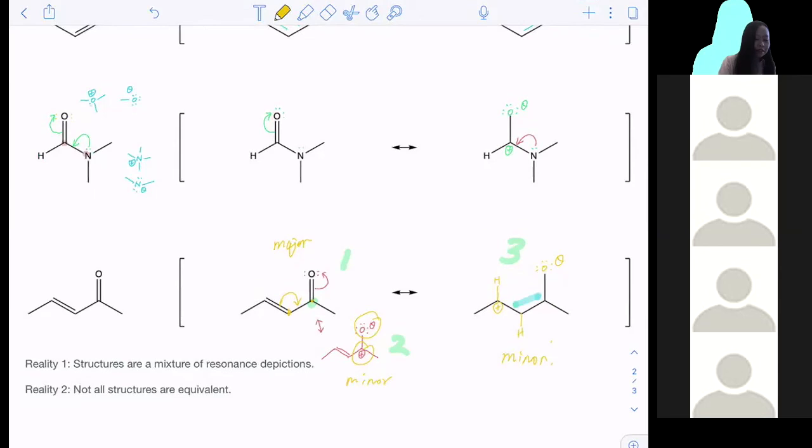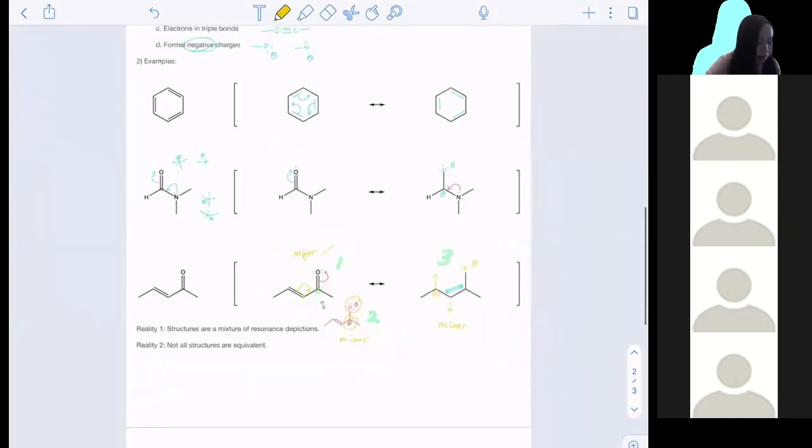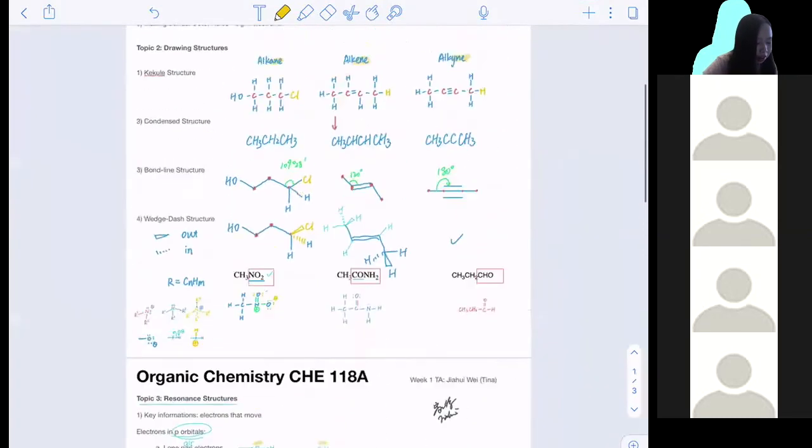There is a structure with charge separation that is actually the major structure of all its resonance. But for now, you just need to keep in mind, usually the major resonance structure is the one that has less charge separation. This is the end of our notes.